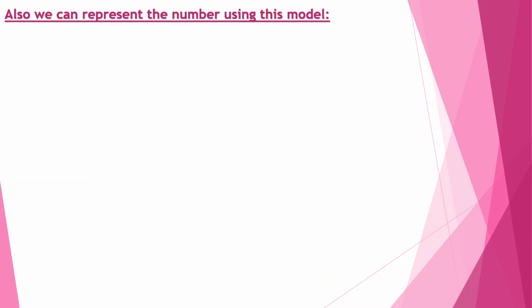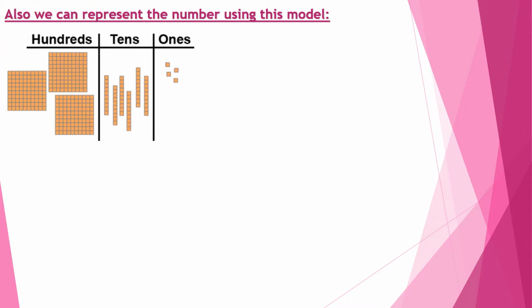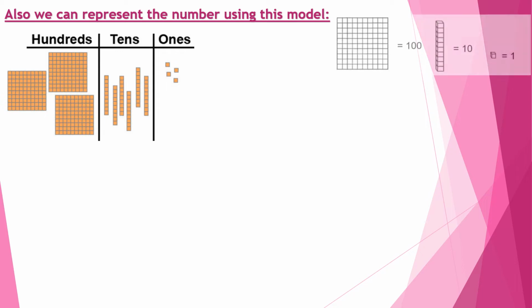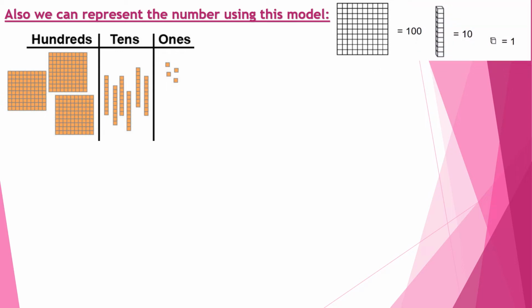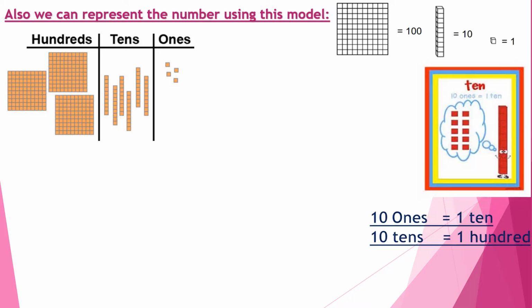Also, we can represent the number using this model. Ones, tens, hundreds. Ones as a small square, tens as a stick, hundreds as a big square, and you should know that the small square equals 1, the stick equals 10, the big square equals 100. And you should know that 10 ones equal 10. 10 from the small square equal 1 stick. Also 10 tens equal 100. 10 from the stick equal a big square.